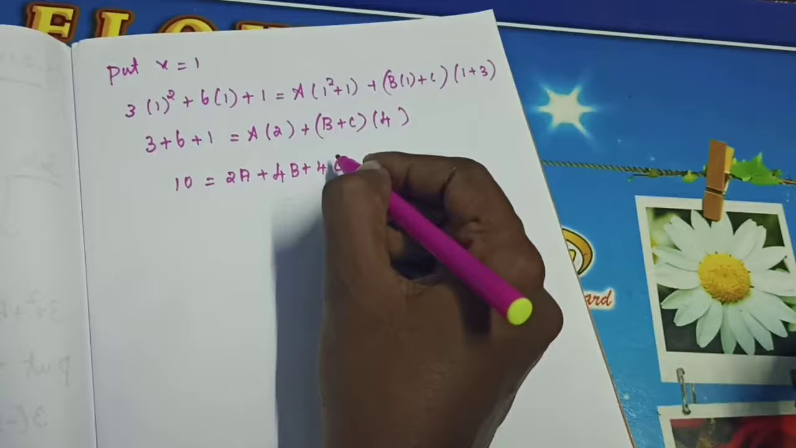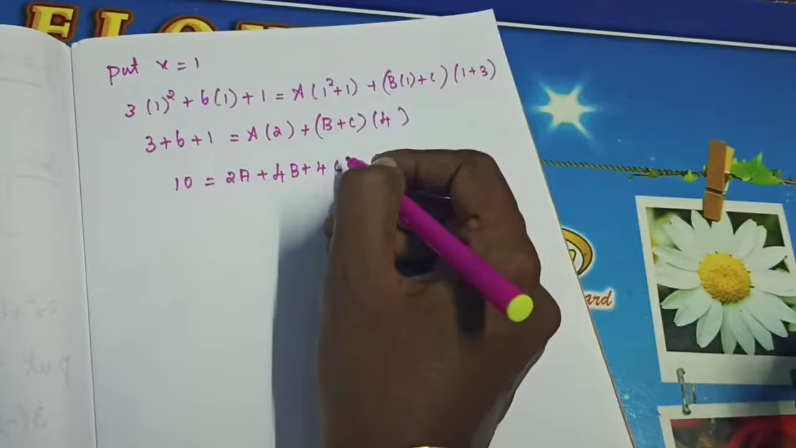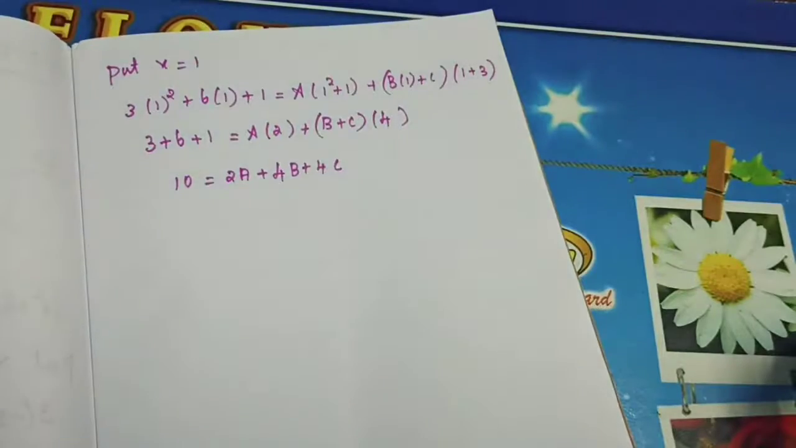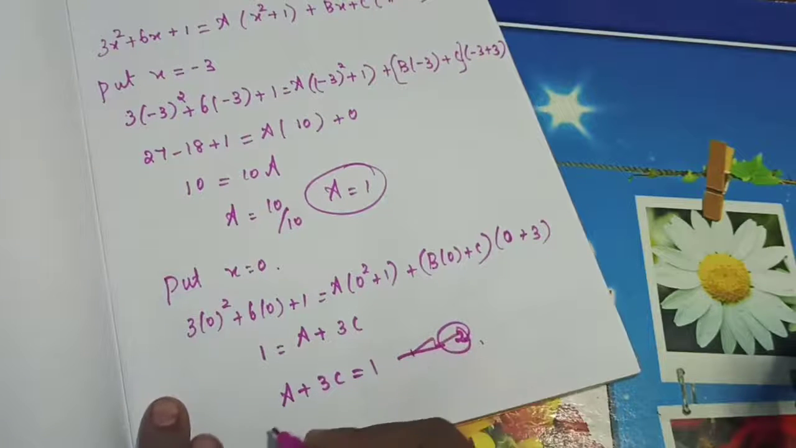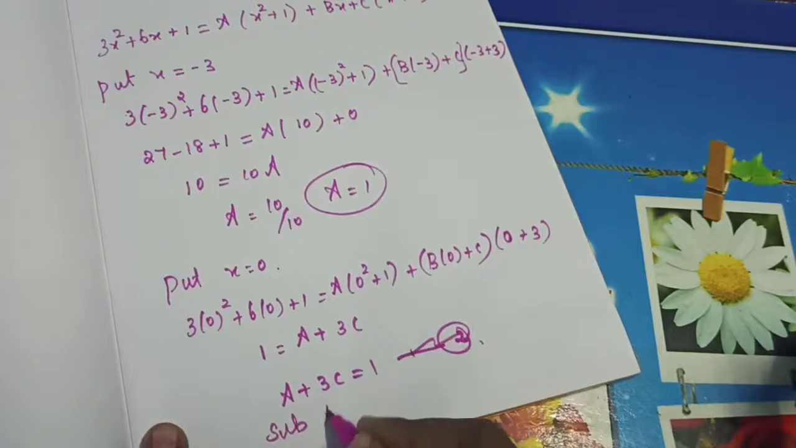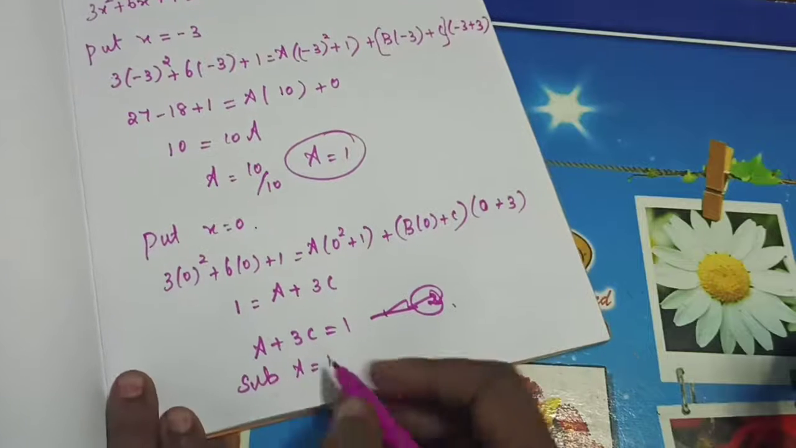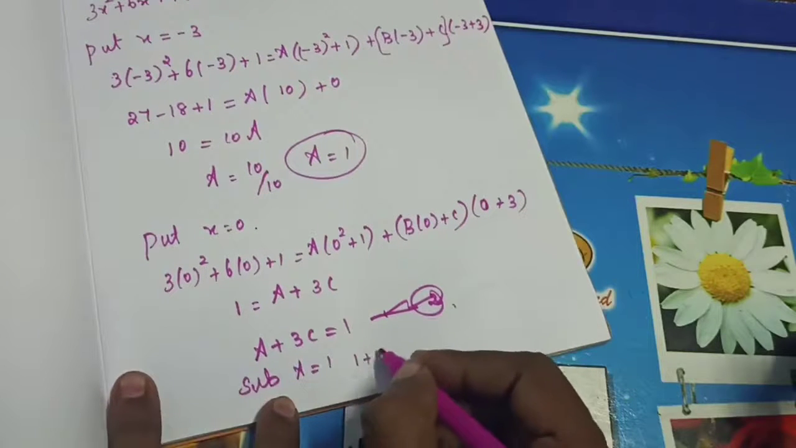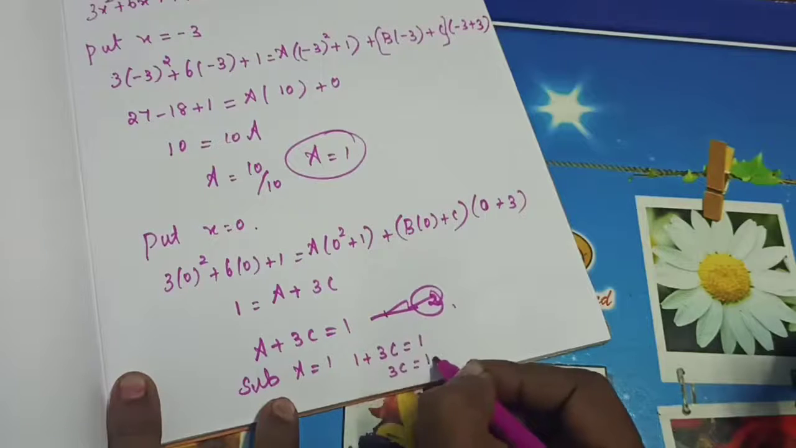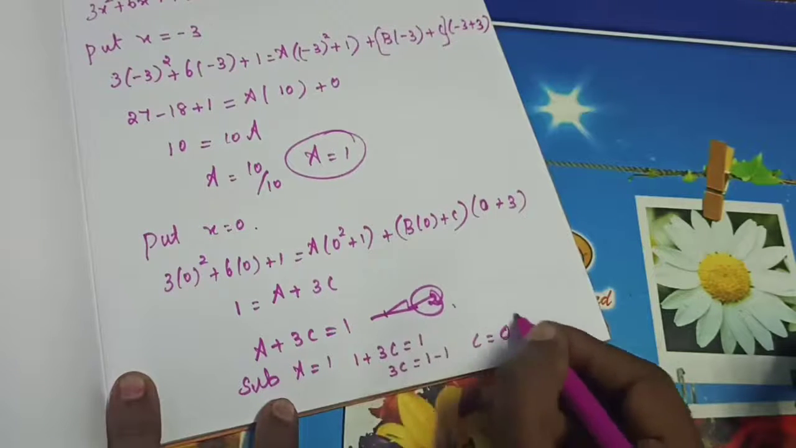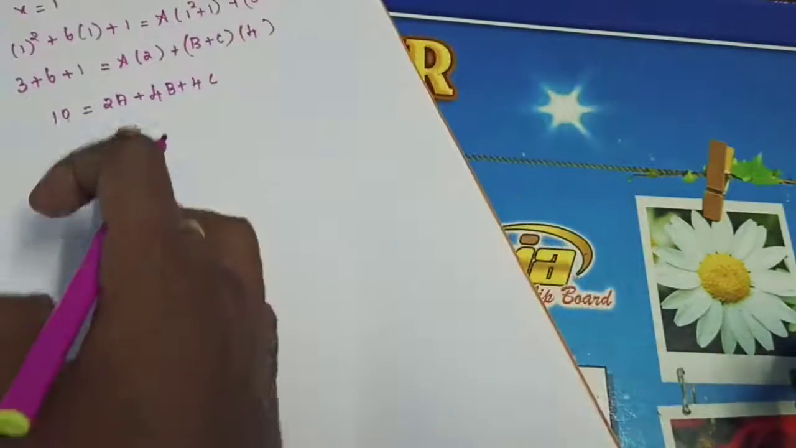Okay, now you know the value of a, is it right? Students, listen here. In this equation you can substitute the a value, is it right? So now substitute here itself, otherwise it will be difficult. Substitute a equal to 1, so what will happen? 1 plus 3c equal to 1, is it right? So 3c is equal to 1 minus 1. So c is equal to 0. So the c value also we got here. Then it will be very easy to substitute here.